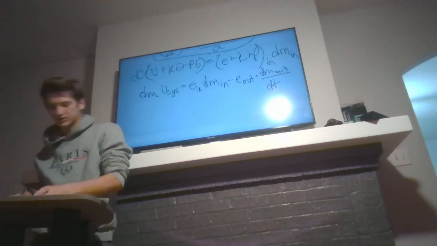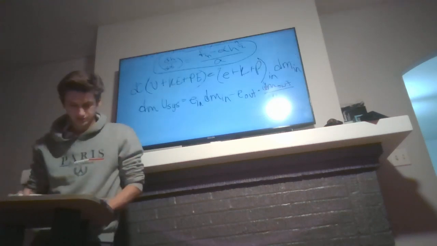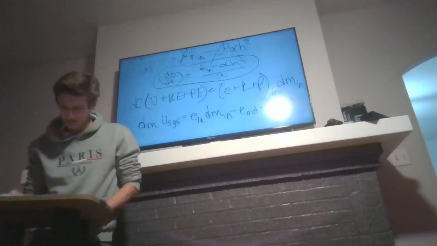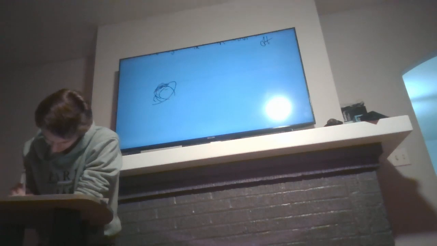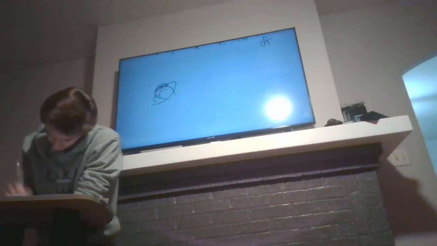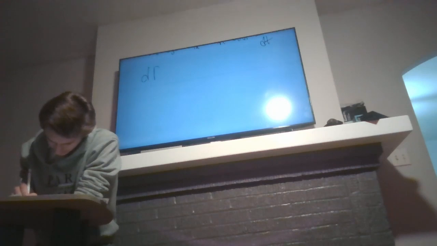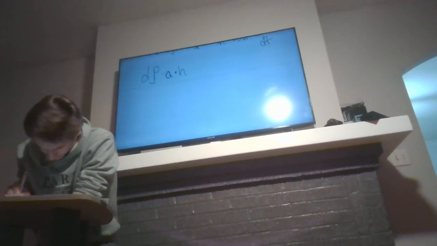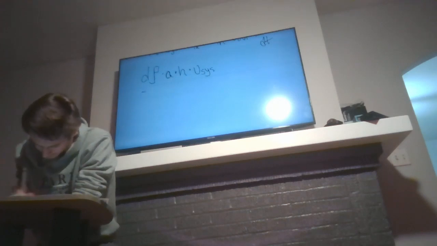Alrighty, so now let's combine those two equations here. So we'll get d density times the area times the height times the U system over dt.